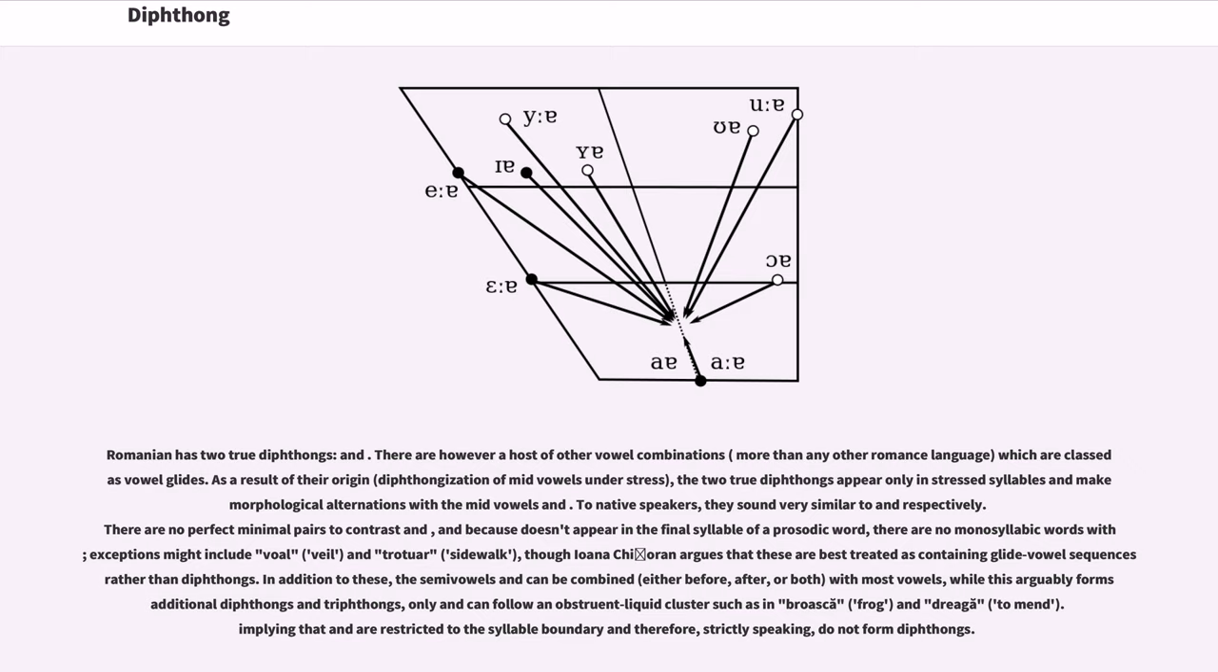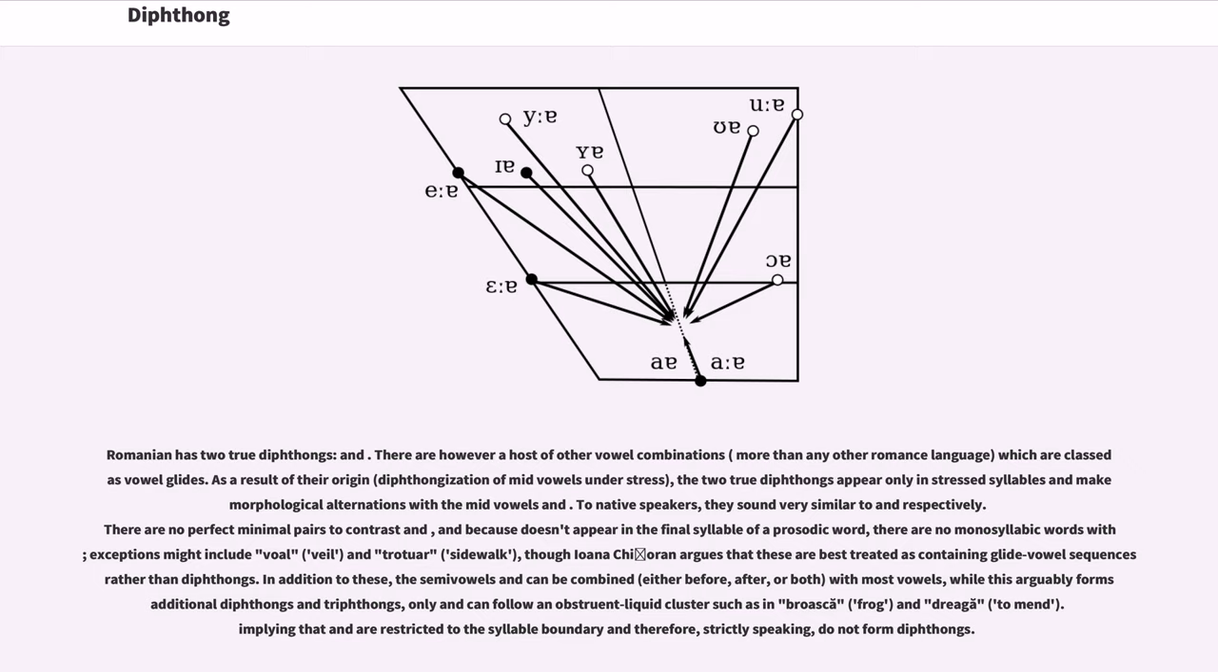As a result of their origin, the 2 true diphthongs appear only in stressed syllables and make morphological alternations with the mid-vowels, and to native speakers they sound very similar to e and o respectively. There are no perfect minimal pairs to contrast them, because one doesn't appear in the final syllable of a prosodic word, so there are no monosyllabic words with it. Exceptions might include oil and trottoir, though Joanna Chitoran argues that these are best treated as containing glide vowel sequences rather than diphthongs.